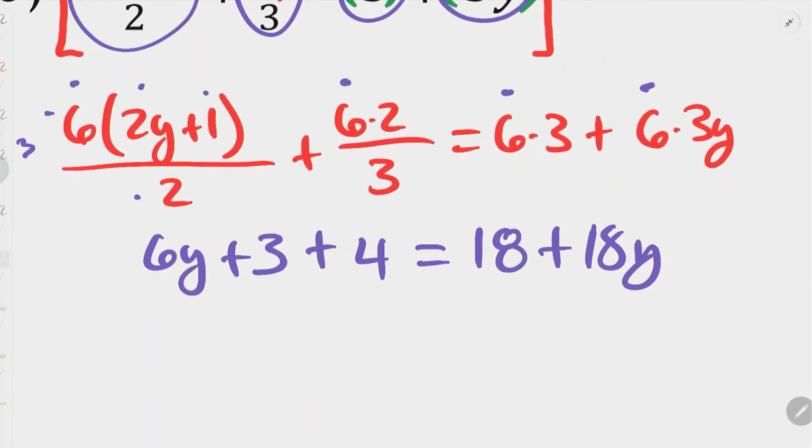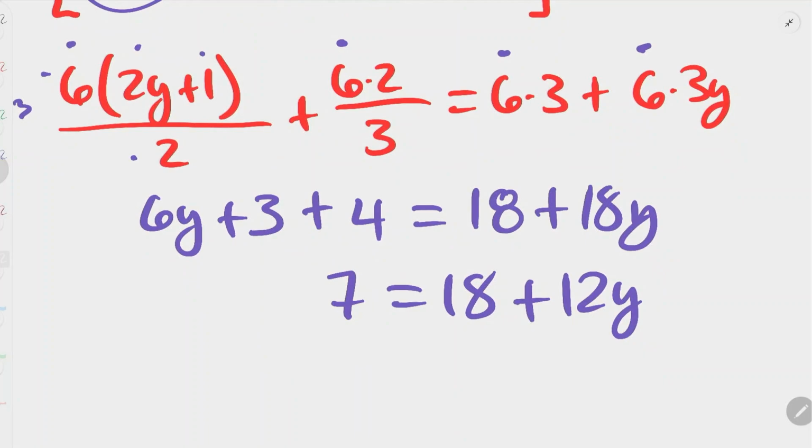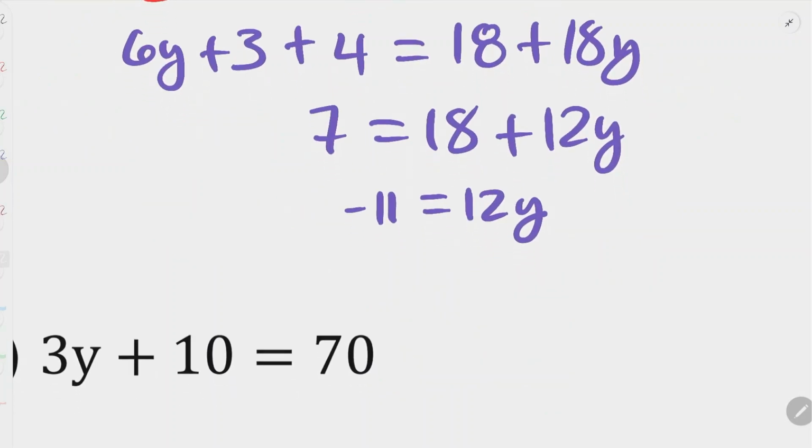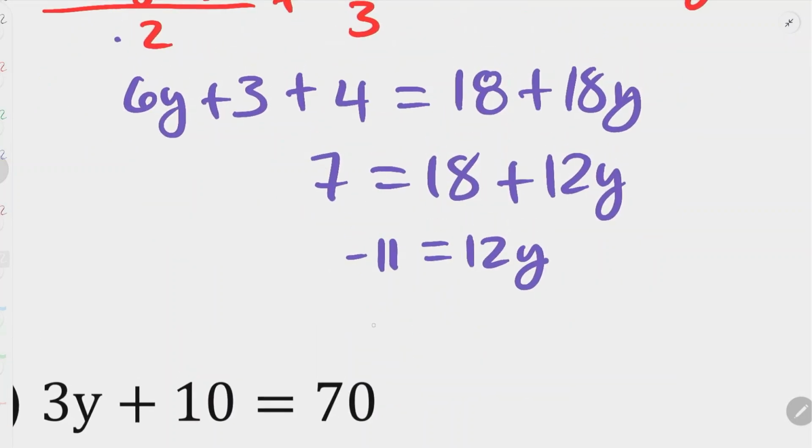Okay, so if I take away 6y from both sides, and I'm going to add the 4, I get 7 is 18 plus 12y. And then if I subtract 18 from both sides, 7 minus 18 is going to give me negative 11. So I've got negative 11 is 12y. That means I think that y is going to be negative 11 over 12.